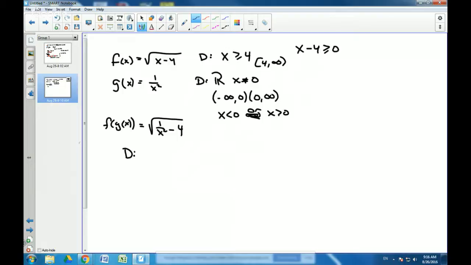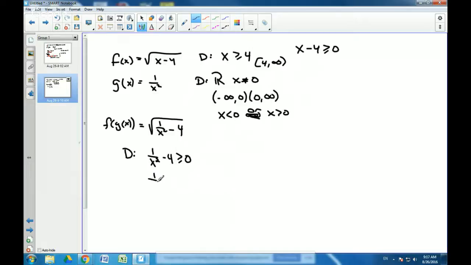These still matter. So x cannot be 0 still, obviously. X is greater than or equal to 4. Okay, those still have to be true. We also have to analyze this function, and it has to be greater than or equal to 0. Sometimes it is better just to write an equation. This is a case where I would, because it's got some messy stuff in there.